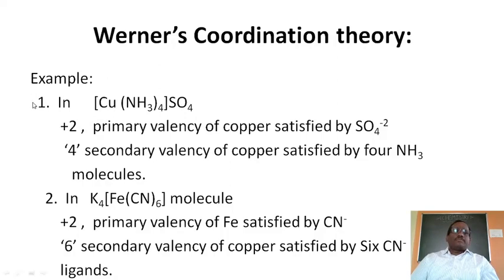For example, in the [Cu(NH3)4]SO4 molecule, +2 is the primary valency and 4 is the secondary valency of the copper. Copper exhibits two types of valency. According to the third postulate, this +2 valency is satisfied by the anion, because SO4 2- is the anion. This SO4 2- binds with the +2 of the copper. The coordination bonding capacity of copper, 4, must be satisfied by the presence of 4 ammonia ligands, 4 NH3 molecules.